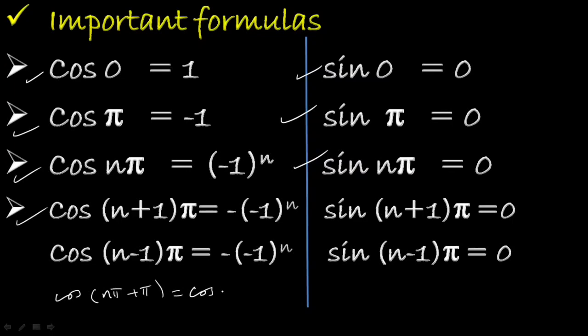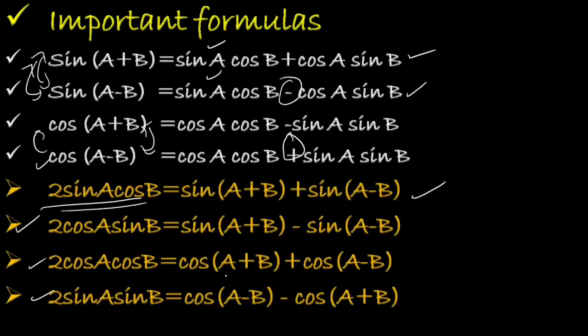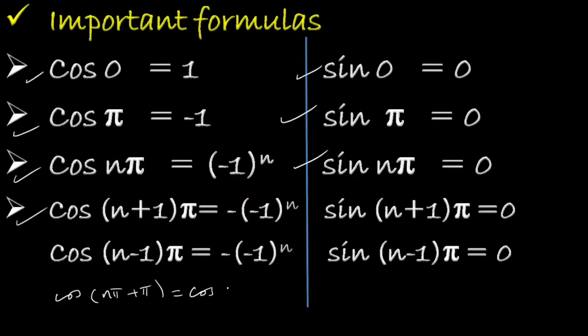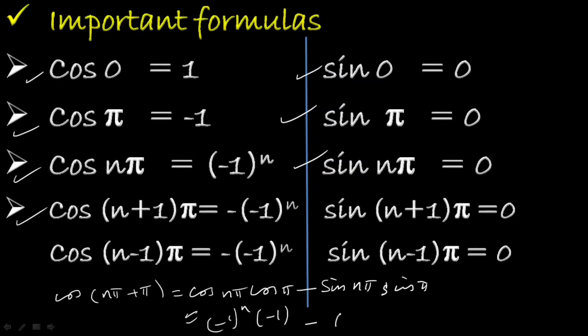Cos(a plus b) is nothing but, already I told you the formula: cos a cos b minus sin a sin b. So you know the values of all these. Cos n pi is (minus 1) whole power n, whereas cos pi is minus 1, sin n pi is 0, and sin pi is 0. So which gives you minus of (minus 1) whole power n.